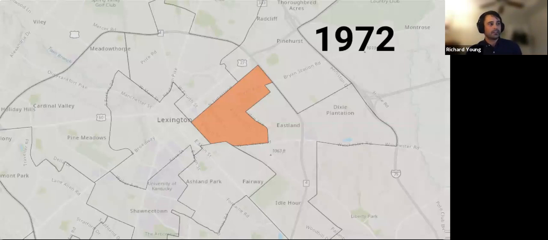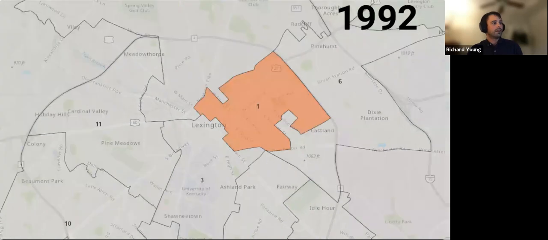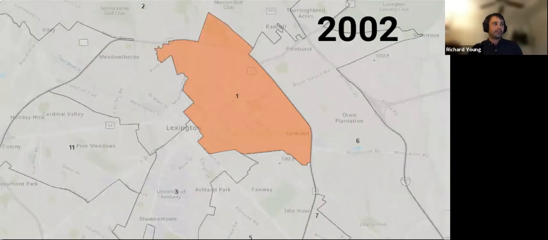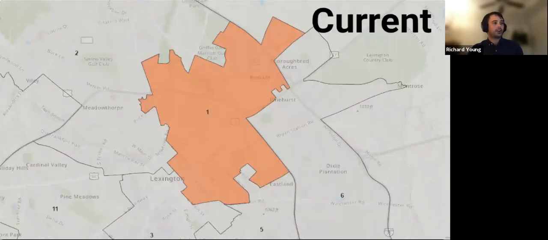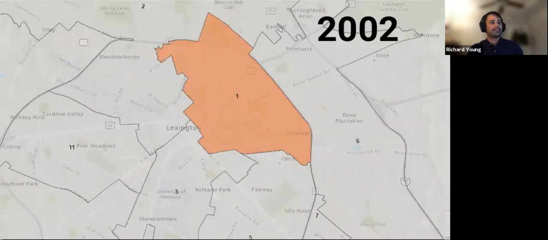This is 1972. You can see it going all the way up to New Circle and being bounded by Limestone and Winchester. Then in 1982, it adds some more land on the other side of North Limestone. Then in 1992, it really fills out on both sides and goes all the way up to New Circle. Then in 2002, there's that addition of the Lexmark campus, as well as some other neighborhoods around that. And then the current, where you see that all the way up past the Marlboro Radcliffe neighborhoods and all the way up past I-75 and 64. So this is a district that's changed pretty considerably since 1972. I'm just going to go backwards so you can see this change a little bit more. 1972, and then 2012.